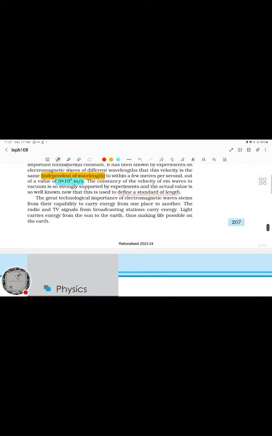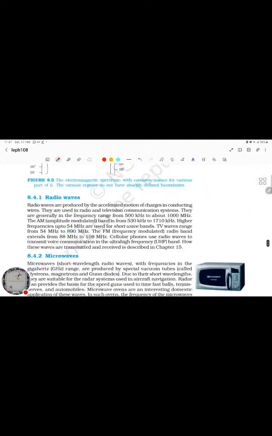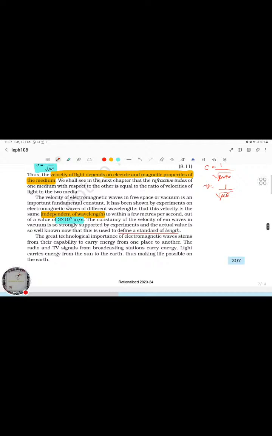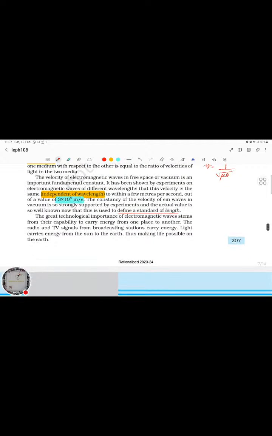The great technological importance of electromagnetic waves stems from their capability to carry energy from one place to another. Where the technological importance comes in is that it can carry some amount of energy from one place to another without even having any medium for propagation. The radio and TV signals from broadcasting stations carry energy. Light carries energy from sun to earth, thus making life possible on earth. So basically all these waves which are propagating comprise certain amounts of energy, which turns out to be useful to a certain extent. Yeah. So moving on from here.